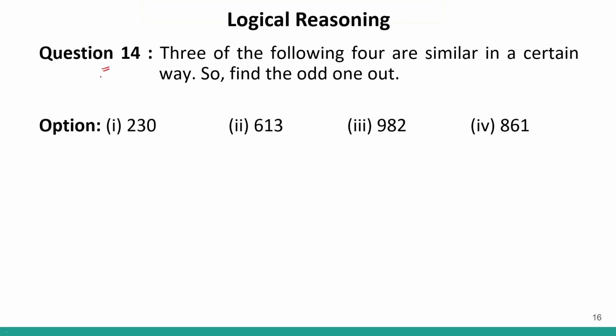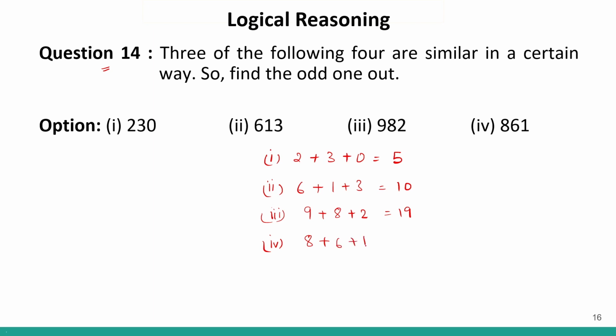Now, question number 14. Again, 4 numbers are given to us: 230, 613, 982 and 861. Let us sum these. Option number 1: 2 plus 3 plus 0 is 5. Similarly, option number 2: 6 plus 1 plus 3 is 10. Option number 3: 9 plus 8 plus 2 is 19. And option number 4, we have 8 plus 2 is 10, plus 9, 19. Okay. Then we have 8 plus 6 plus 1.